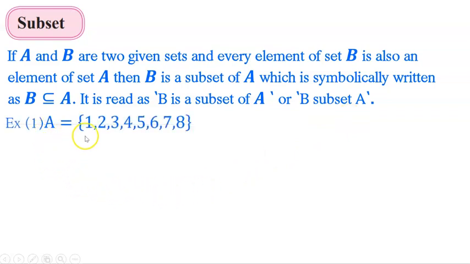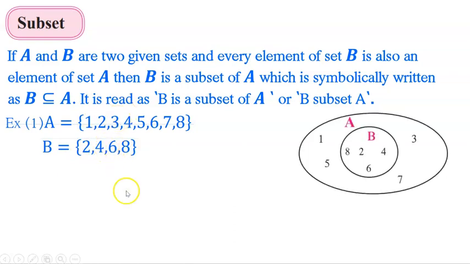Now the example. A is equal to {1, 2, 3, 4, 5, 6, 7, 8}. Okay, this is the set. And B is equal to {2, 4, 6, 8}. If we look at set B, all elements of B are in A. Therefore B is a subset of A. Here set A is taken in an oval shape, and all elements are taken in it: 1, 3, 5, 7 and so on. Now the elements of B are 2, 4, 6, 8. B is a subset of A.